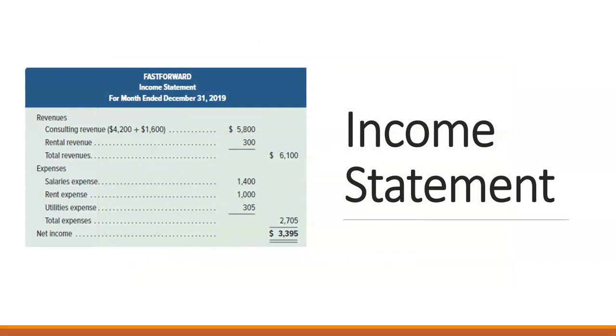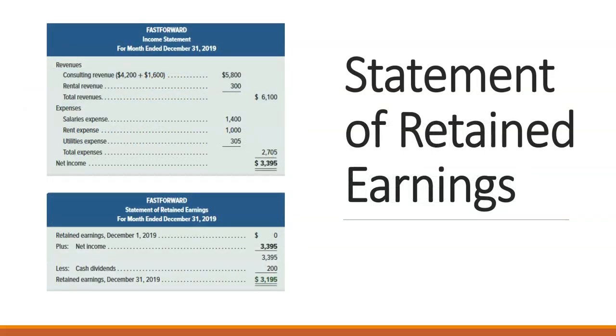This is an example of our income statement from our company. And when we're in class this week, we'll be preparing journal entries and financial statements. So we have our revenue minus our expenses. They've had net income of $3,395 for the period. That net income then gets moved to the statement of retained earnings. So we can see here where the net income comes to here.